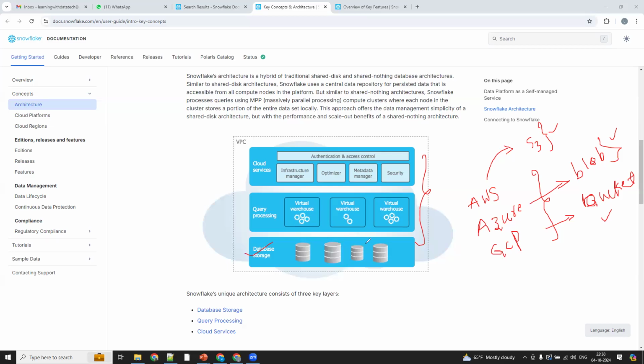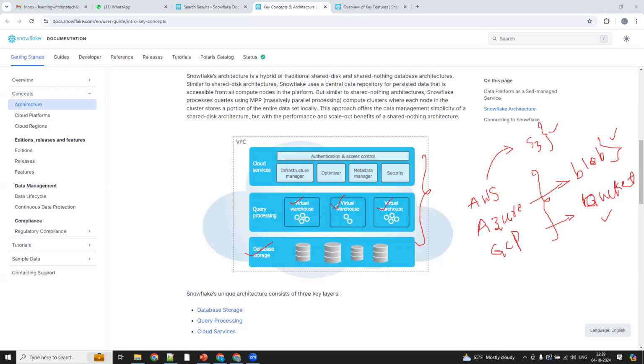Now, once you store the data, you need to query it, right? Ultimately, whether it is a database or data warehouse, you need to query the data. Now, how do you query that? In order to query the data, you need to have some compute power. Absolutely required. That compute power is nothing but a virtual warehouse. Okay, now, do they have these virtual warehouses in the Snowflake account itself? I would say no.